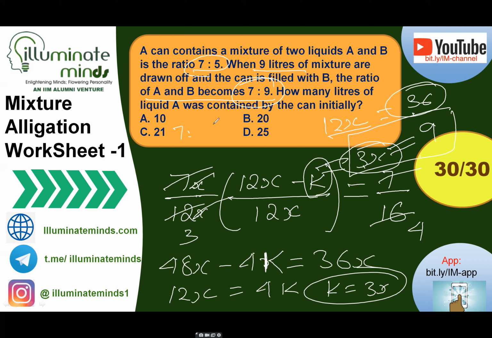So 7 is to 5. So 7x and 5x were the initial A and B. So x is equal to 3. That means what? 7 into 3, 21 for A, and 5 into 3, 15 for B. So 21 and 15. So how many liters of A was contained in it? 21. I hope this is okay.